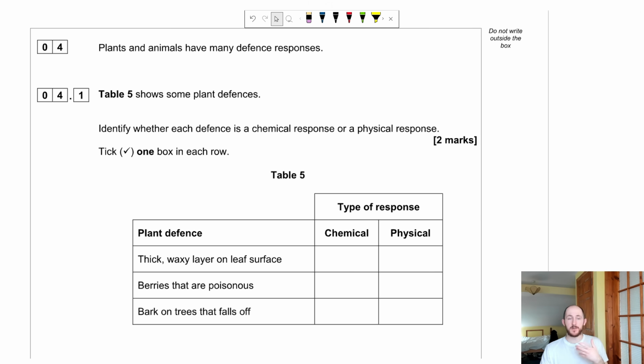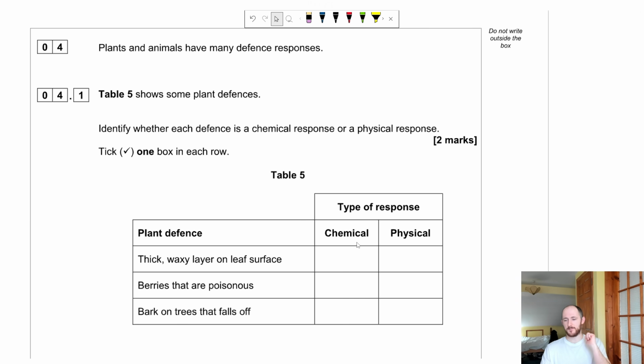Now we're getting on to defense responses and maybe even some adaptation stuff if I can predict the question a little bit. But we have defense responses, so immune system, stuff like that. Table 5 shows some plant defenses. Identify whether each defense is chemical or physical. Okay. So what's the difference? This is going to sound really stupid, but chemical is produced by chemicals.